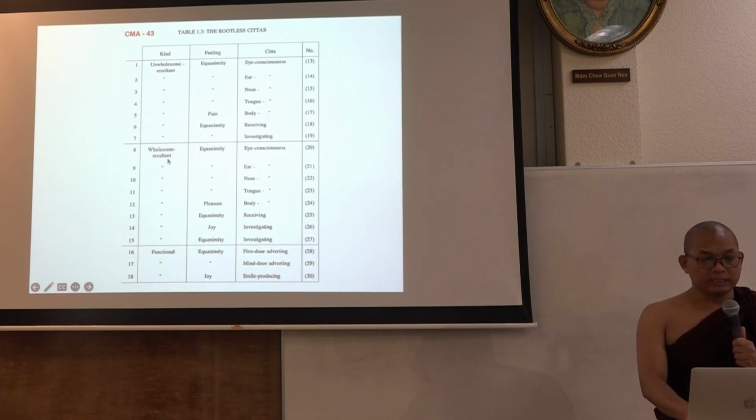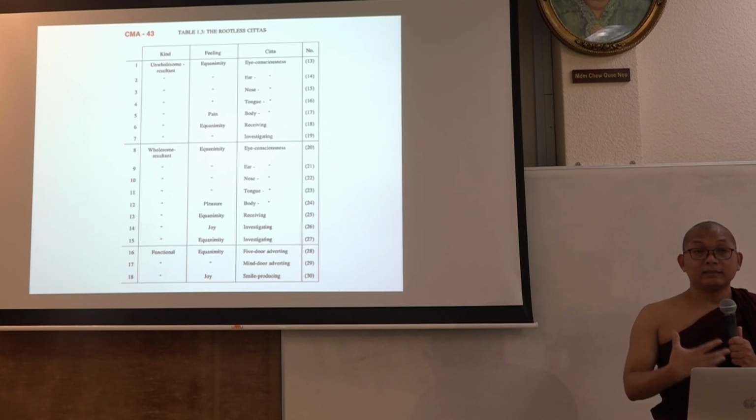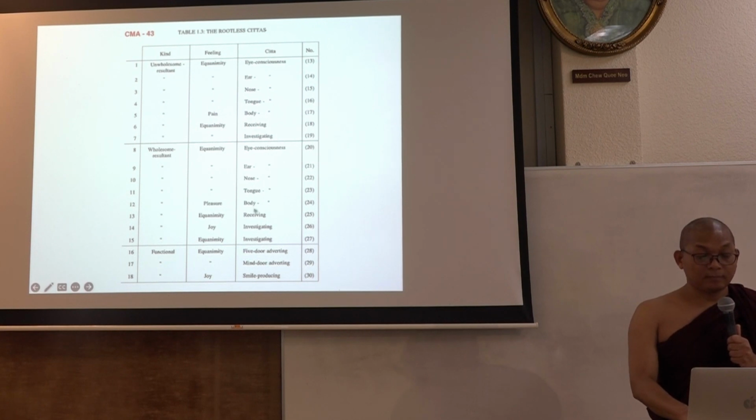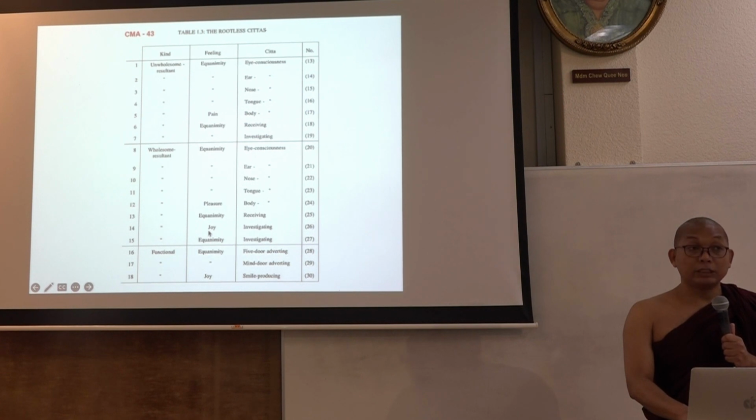ahetuka kusala vipaka cetasikas. We have 8 ahetuka kusala vipaka cittas. When we talk about body consciousness, pleasant, right? Accompanied by pleasure. Because when you are experiencing a pleasant or extremely pleasant tangible object with your body, then there is pleasant sensation, right? Pleasure. Then investigating consciousness accompanied by joy. So the rest, equanimity, right? Equanimity.